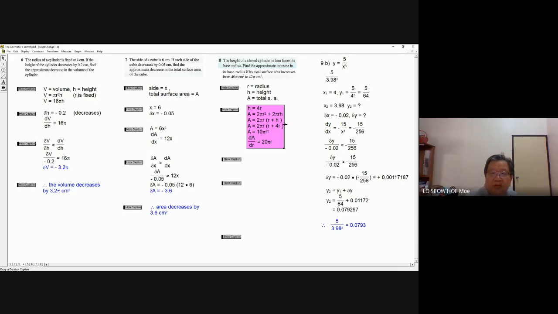So now I substitute h with 4r, and I simplify, it becomes 10 pi r squared. So what is dA/dr? 20 pi r. Okay, so I repeat the steps. Identify the variables, find the relationship, then differentiate the relationship. Generally it's like that. Then what are the values you put in?